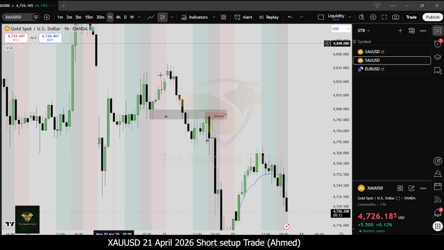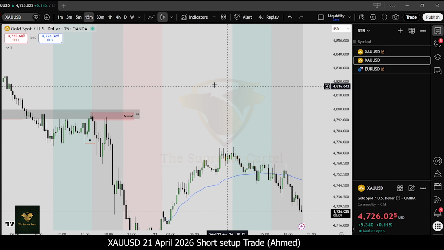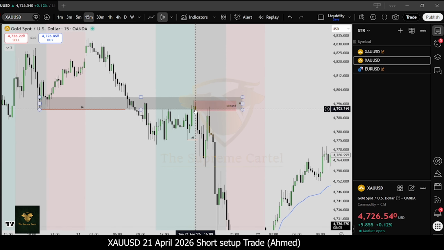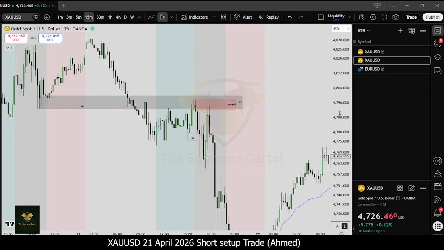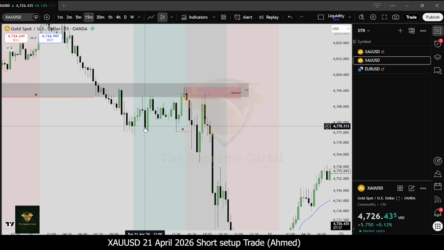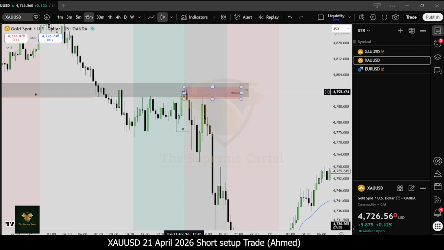As soon as the price entered this key level, I went on the 15 minutes time frame. On the 15 minutes time frame, the price tapped this key level. As soon as the price tapped this key level, again I waited for a change of character, because all I can see is higher highs and higher lows and higher highs. I waited for a change of character. The change of character took place over here.